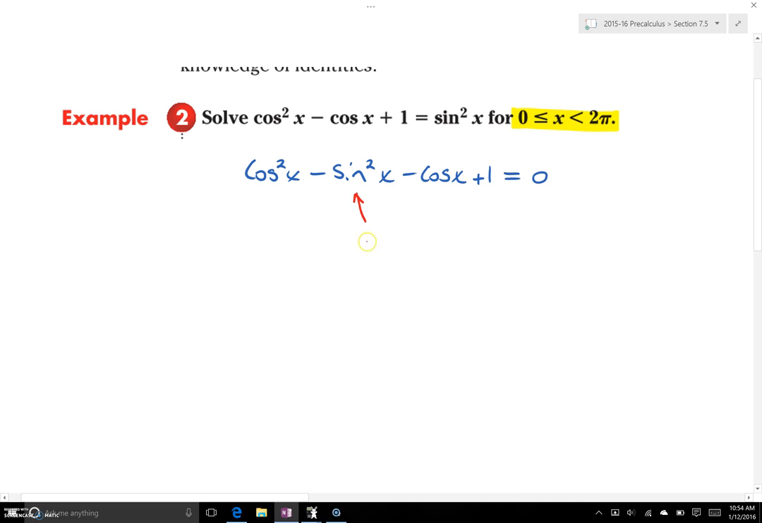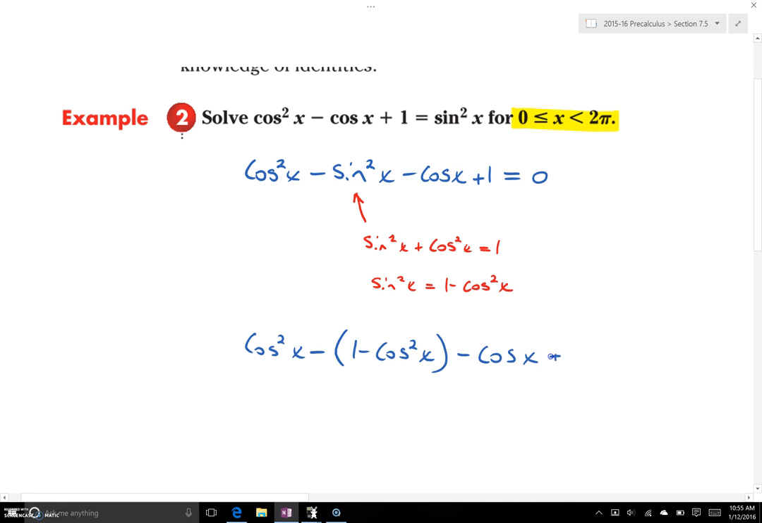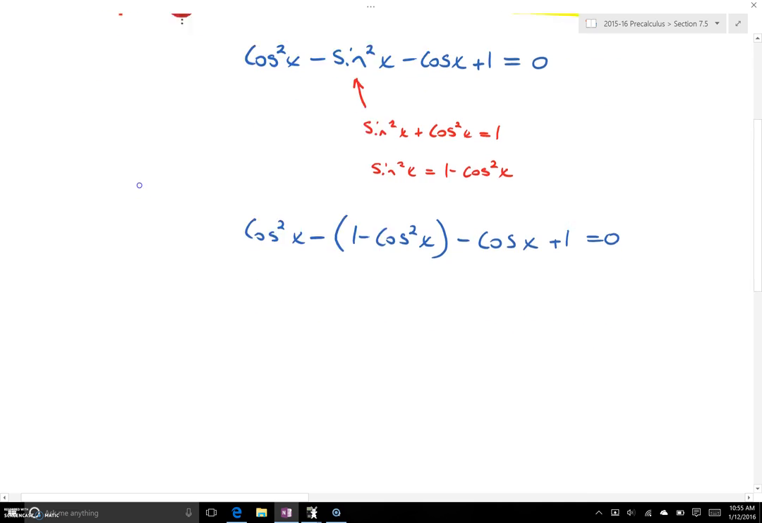So let's try that. The identity I'm talking about is this: sine squared x plus cosine squared x equals 1. That's the Pythagorean identity. And we can remove sine squared x by solving this and saying sine squared x is equivalent to 1 minus cosine squared x. So we'll make that substitution, see if it makes it any better. Let's go ahead and simplify a bit.